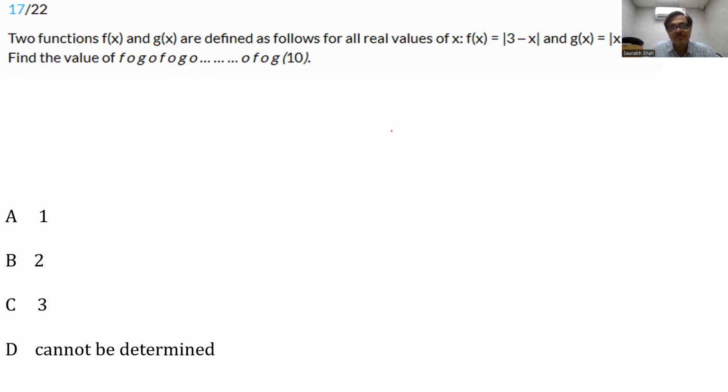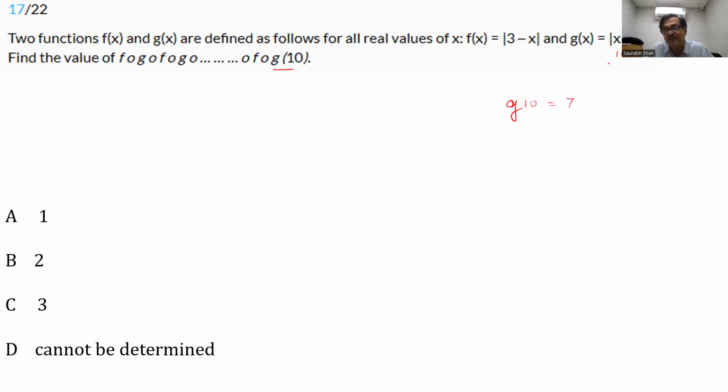So first, let's find g of 10. Whatever result we get, we'll put it into f. Whatever result we get, we'll put it into g. We'll keep putting the result of one into the other. So I'll not write brackets. I'll simply say g of 10 will be 10 minus 3, 7. So we get a 7. Now we'll try to find f of 7.